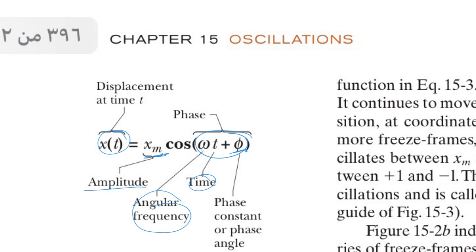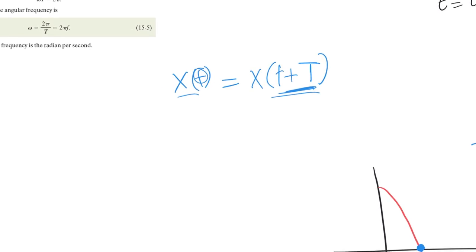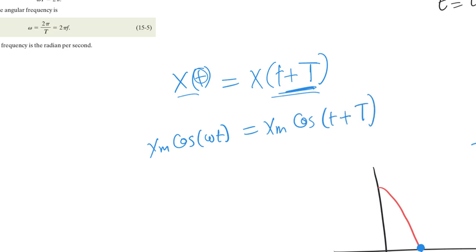Okay, now x(t), we know from this equation, is xm cosine(omega t plus phi), but now we will assume that the phase here is 0. So the particle at a time t will be x(t) equal to xm cosine omega t. So I will write it here: x(t) means xm cosine omega t, and x(t plus T capital) is equal to xm cosine omega (t plus T capital). Sorry, here is the omega.